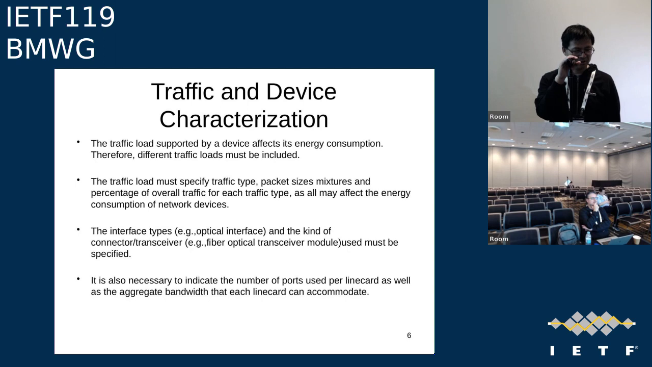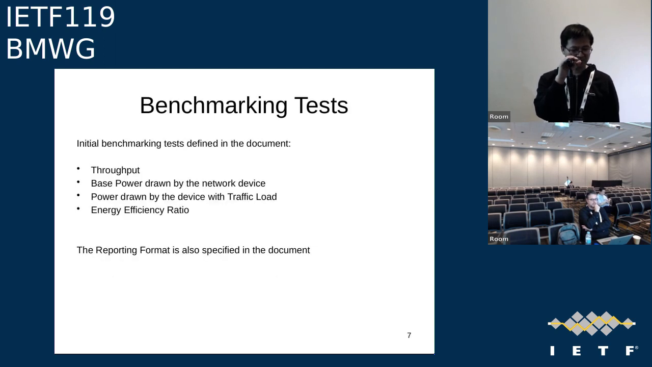So for the benchmarking test, we focus on several metric tests, for example throughput and the power. The power we can break down into base power and power drawn by the device with the traffic load. And for the traffic load level we currently usually choose 0%, 30%, and 100%. In this way we can calculate the energy efficiency ratio. In addition, in this chart, we also define the reporting format. I don't want to discuss in detail what the format looks like. You can take a look at the draft.